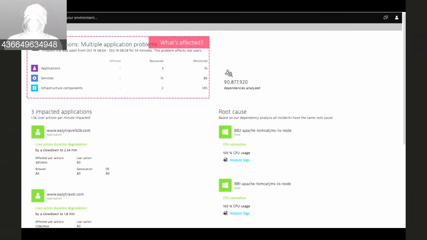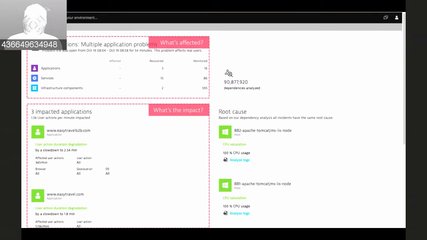We have three applications which have been affected in a given time frame. You see the time frame here. We also see immediately that the problem affected or affects real users. If we look at the table below, we see that the problem has already recovered and that it affected three applications, 15 services, and two infrastructure components, right? So it's actually good to know that the problem has already recovered, or that the applications and services and infrastructure components have recovered. But let's take a look at what the impact was.